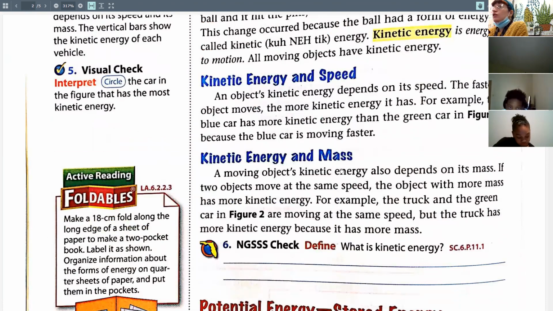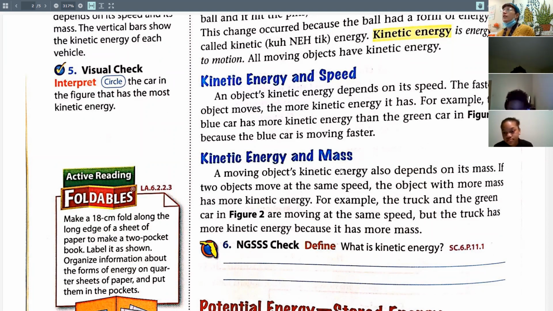Kinetic energy and mass. Remember, mass and weight are not the same thing. Who knows the difference? Does anybody know the difference? We're going to learn today. You want to give it a shot? Go ahead. So that's how we measure it. Weight is the measurement of the force of gravity on you. So when I step on a scale, it's actually a measurement of the gravity pushing me down on the scale. Mass is the amount of matter inside of me, right?